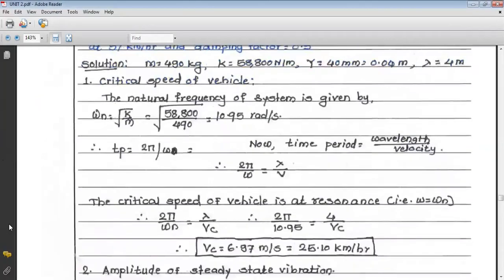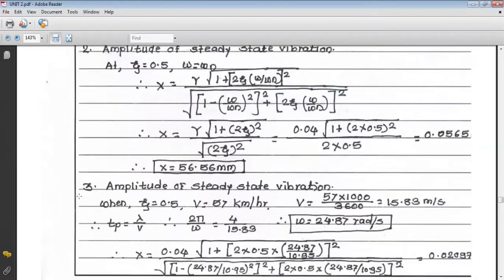So the speed is given, that is zeta is 0.5 and speed is 57 km per hour. In meter per second, we multiply by 5 by 18. We can convert that kilometer per hour into meter per second, so that becomes 15.83 meter per second.